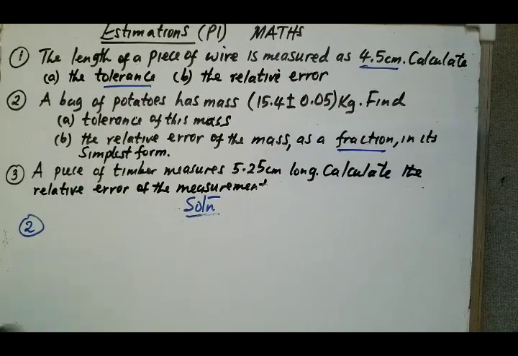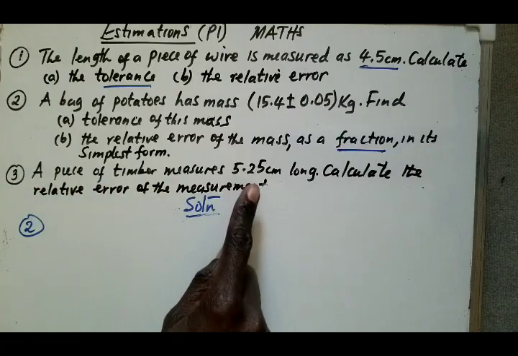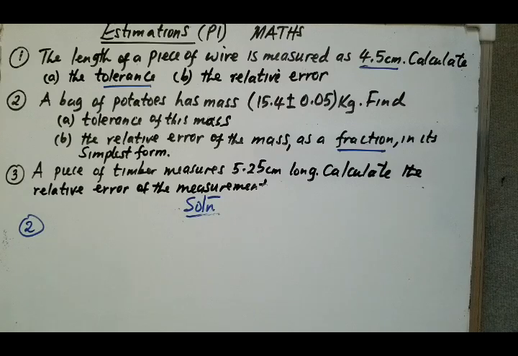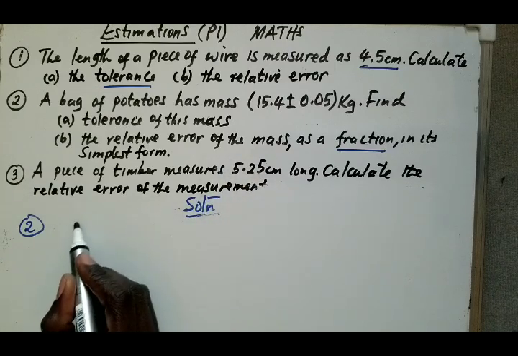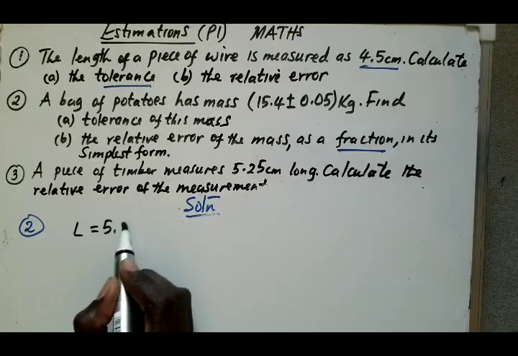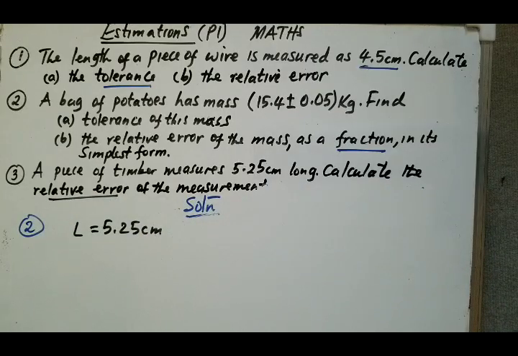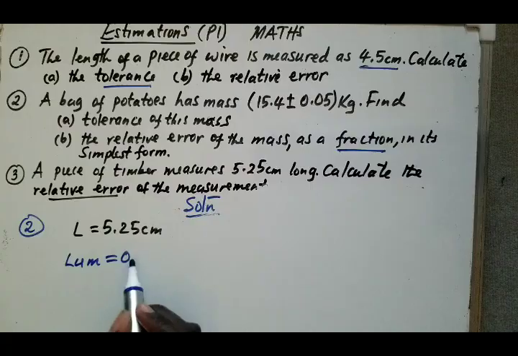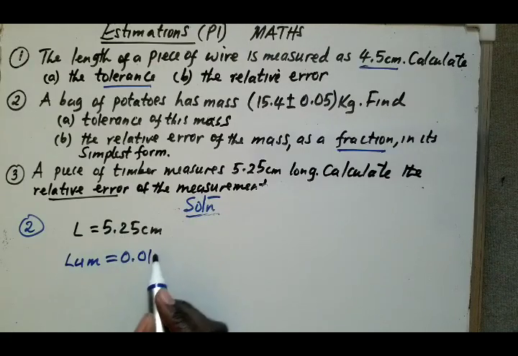Let's move on to question number 3. It says, a piece of timber measures 5.25 centimeters long. Calculate the relative error. Remember what we said? If you have a decimal number, how do you find the least unit of measurement? Before the decimal point, a 0, here it will be 0 and 1. So the least unit of measurement is 0.01.